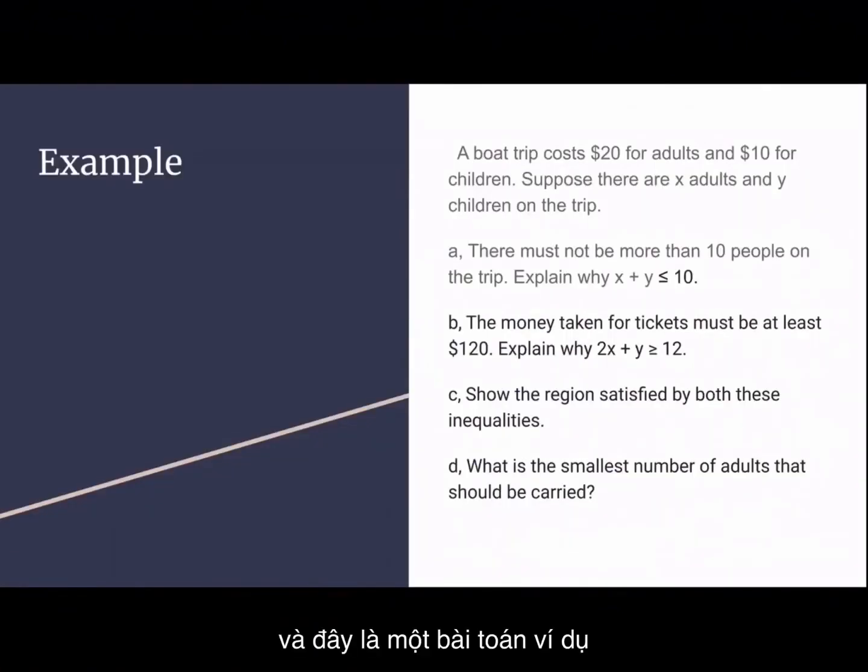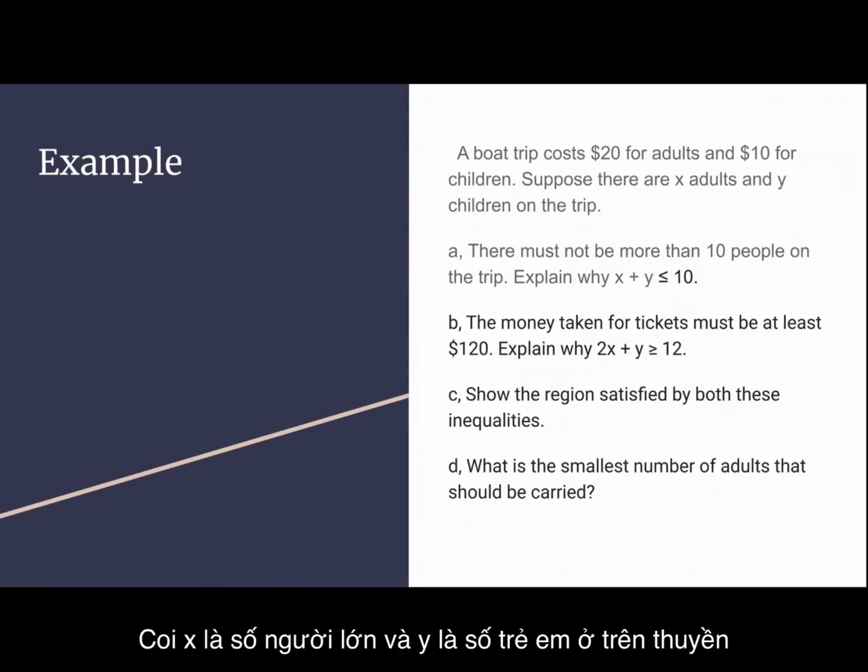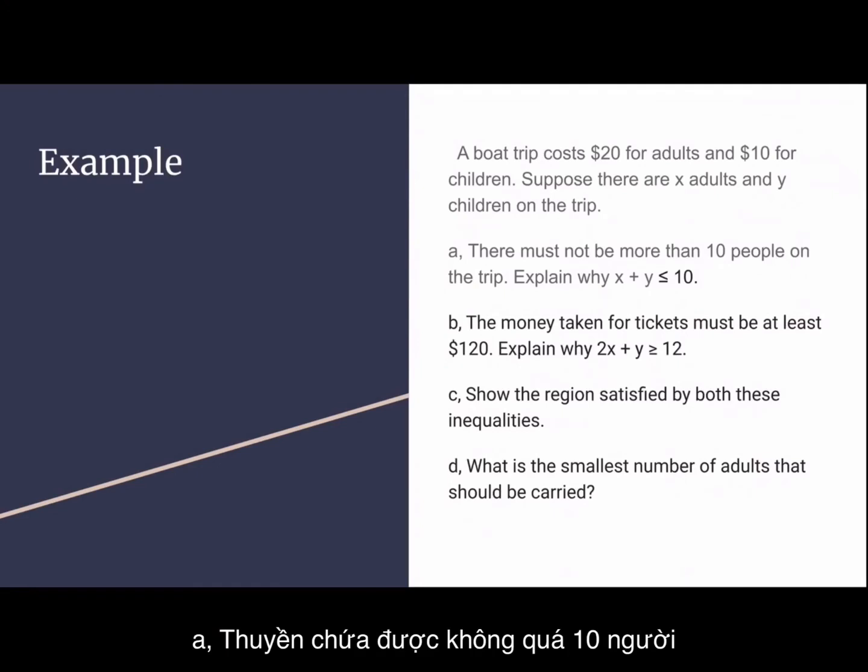So here's an example for you. A boat trip costs $20 for adults and $10 for children. Suppose there are X adults and Y children on the trip. A. There must not be more than 10 people on the trip. Explain why X plus Y is less than or equal to 10.